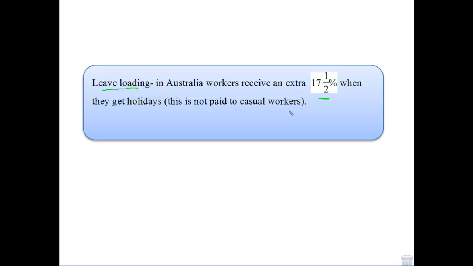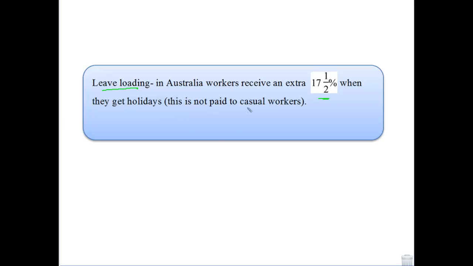Unfortunately for teachers, though, even though we get 10 or 11 weeks holidays each year, we still only get leave loading on 4 weeks of our holidays. So we get a little bit ripped off. I suppose we can't complain about the holidays, though.